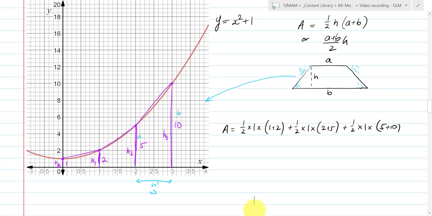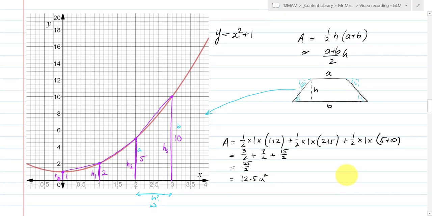And of course this is equal to a half times 1 plus 2 is a half of 3, so that's 3 over 2, plus a half of 7, so that's 7 over 2, plus a half of 15, so that's 15 over 2, and of course that's equal to 25 over 2, which is equal to 12.5 units squared. And that's good. We know it's an overestimation. It's slightly bigger than our mid-rectangles method from last lesson. Definitely smaller than the upper rectangles, definitely larger than the lower rectangles. So it's a good approximation, 12.5 units squared. And now I'm going to give you the big reveal on what the actual area is.